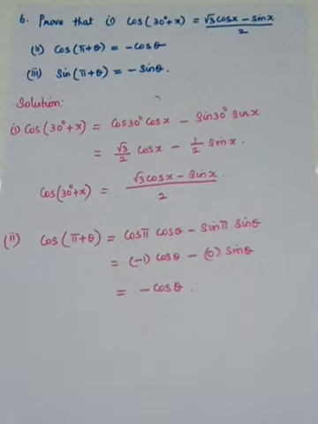Come to the first subdivision. Cos of 30 degree plus x. So it is in the form of alpha plus beta. Cos of alpha plus beta. So you have to use the trigonometry identity: cos alpha cos beta minus sin alpha sin beta.